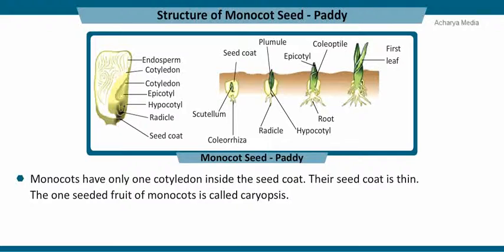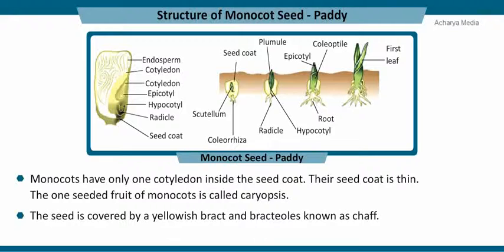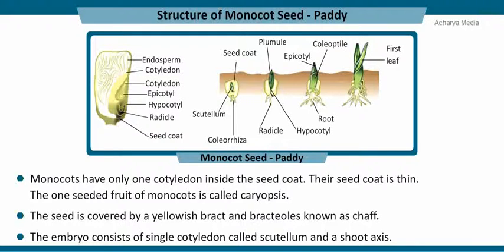Monocots like paddy have only one cotyledon inside the seed coat. The seed coat is very thin. The one-seeded fruit of monocots is called a caryopsis. The seed is covered by a yellowish bract and bracteoles, commonly known as chaff. The embryo consists of a single cotyledon called the scutellum and a shoot axis.